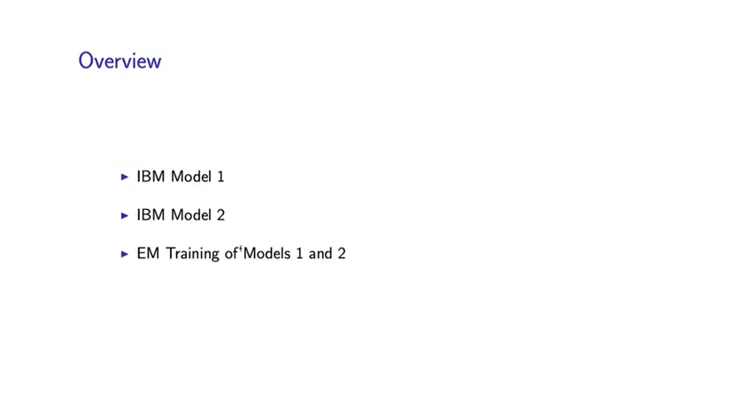So, we'll first talk about IBM Model 1, and then we'll talk about IBM Model 2, and then finally we'll talk about parameter estimation in Models 1 and 2. How do we actually learn the parameters of these models from data consisting of example translations?